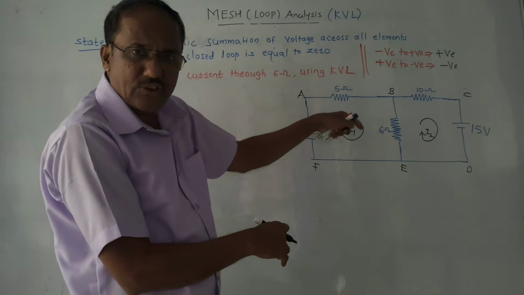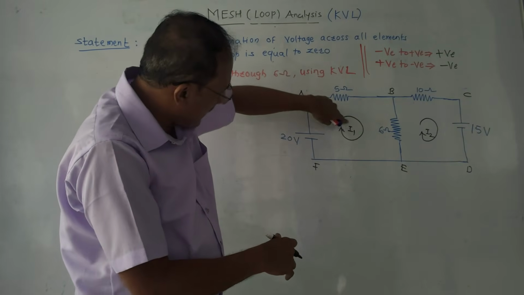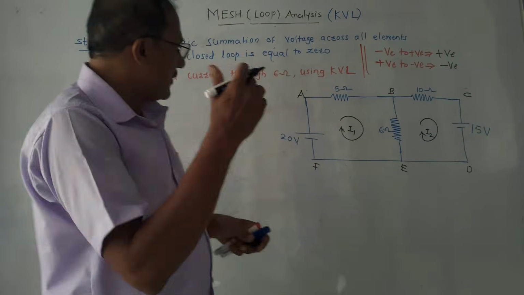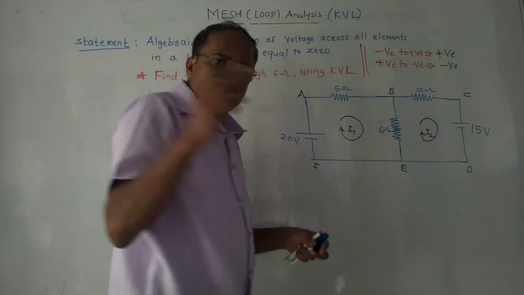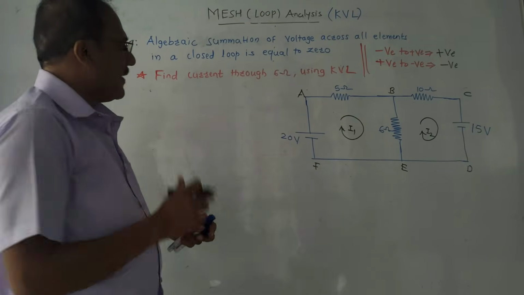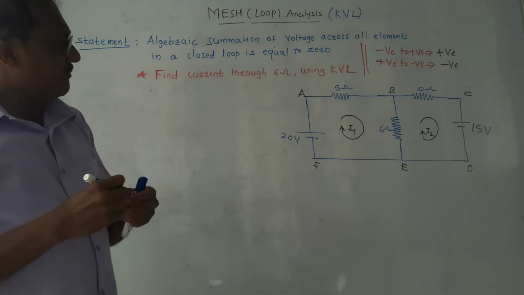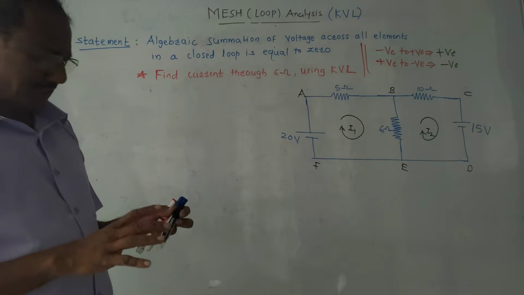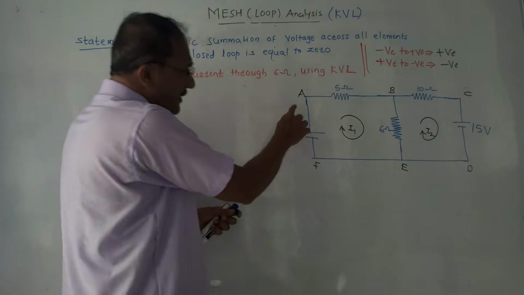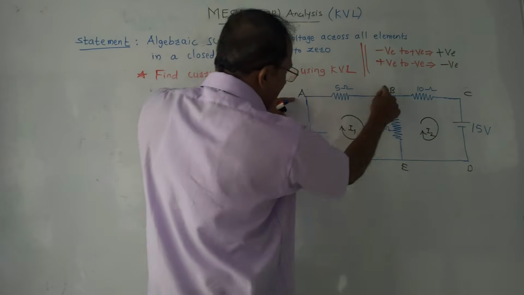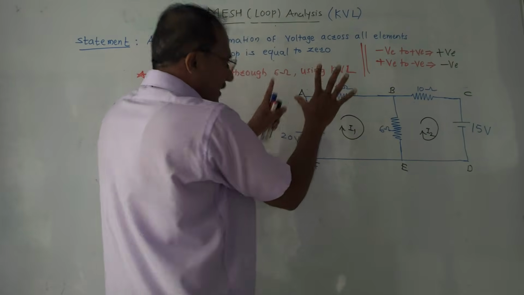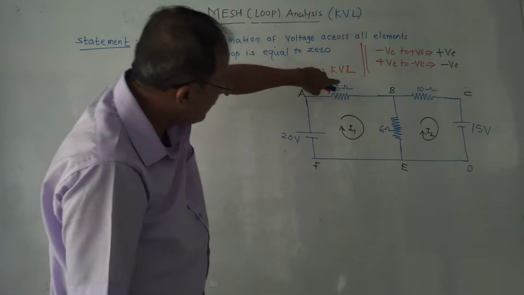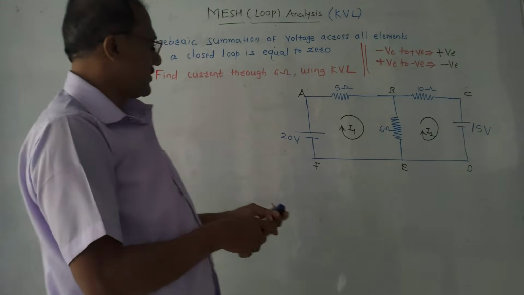Assign the directions which are clockwise. So for I1, I have considered this direction. For I2, I have considered this direction. So I1 and I2, these 2 loop currents are in clockwise direction. Next part is, I have to mark the polarities across each element in the circuit. What are the elements? In the first loop, I am talking about the loop A, B, E, F, A, the elements are 20 volt, 5 ohm and 6 ohm resistor.